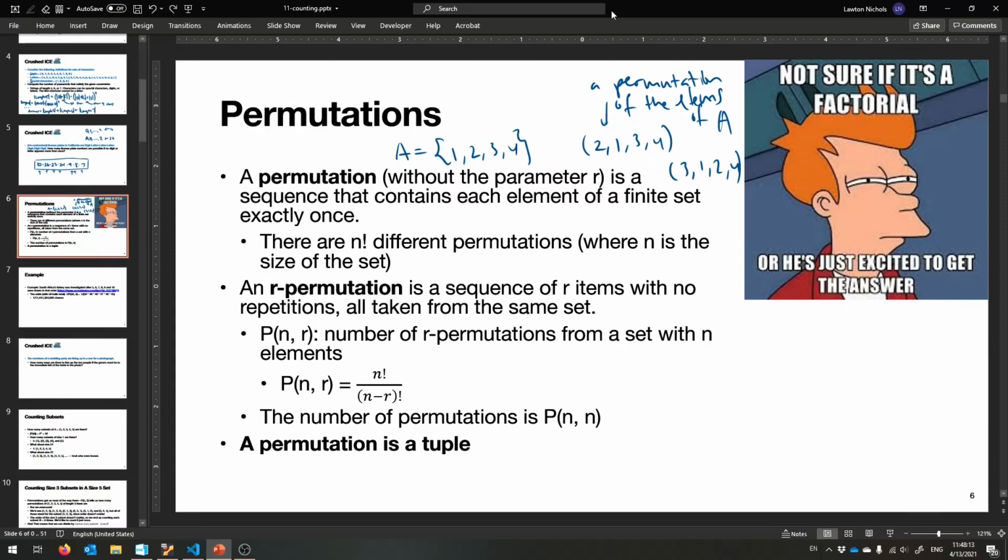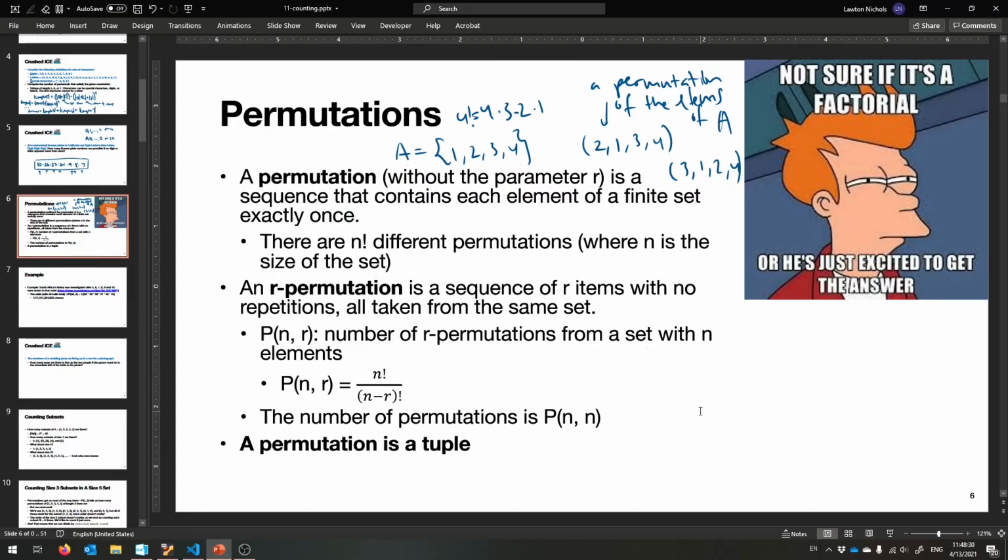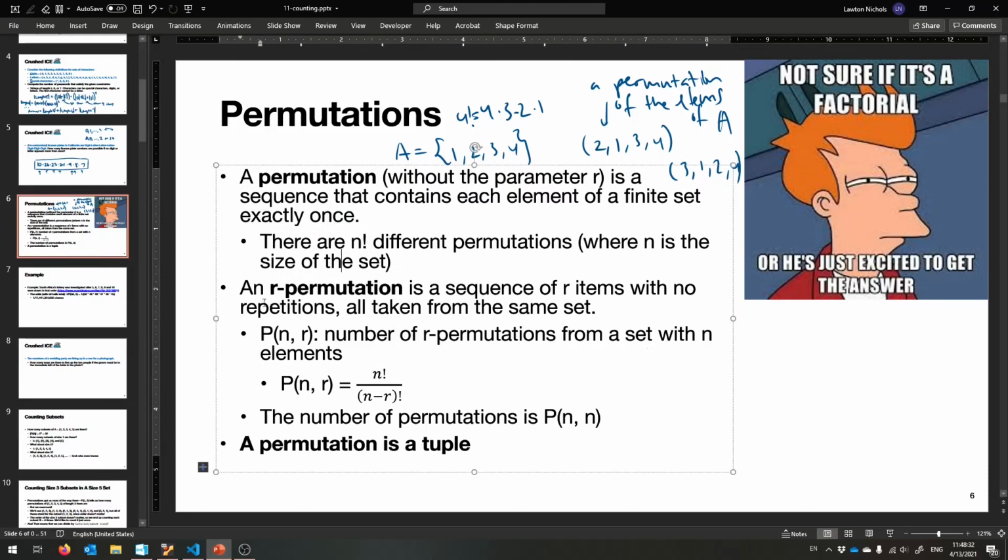Okay? So the number of permutations of this set A is going to be 4 times 3 times 2 times 1, which equals 4 factorial, which is the size of the set factorial. Okay? That is what it means to be a permutation, and this is how many permutations there are, how many different ones there are. Okay? Not too bad.